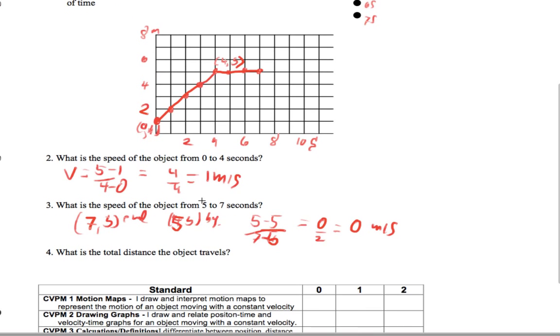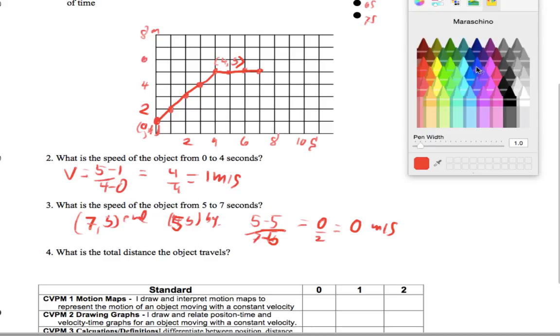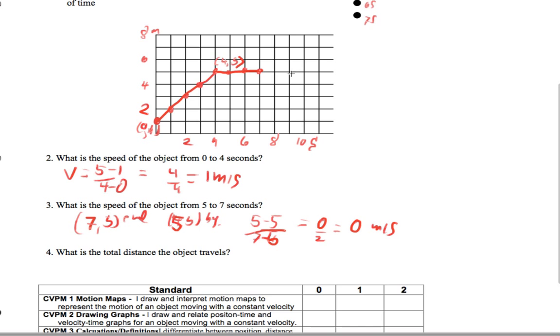Now the total distance the object travels, well, let's be careful. Right here, a lot of people said 5. I get it. I wind up at the 5 meter mark, but I started at 1 meter. So what that means is 5 meters minus 1 meter gives me a 4 meter distance traveled.